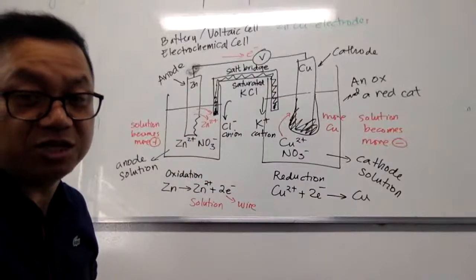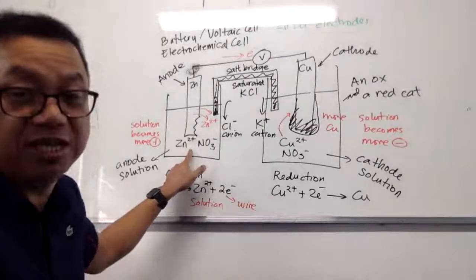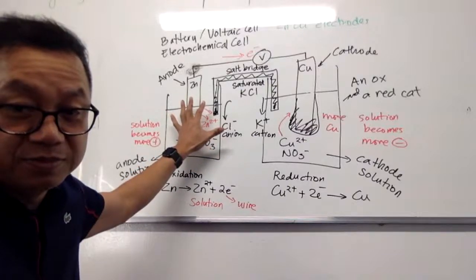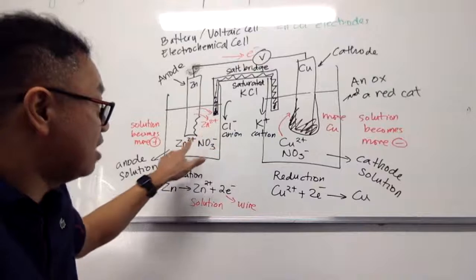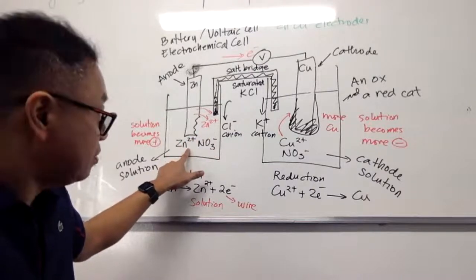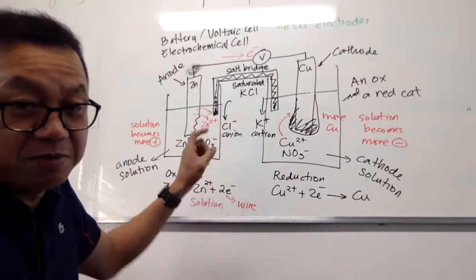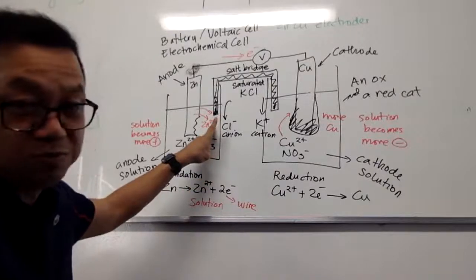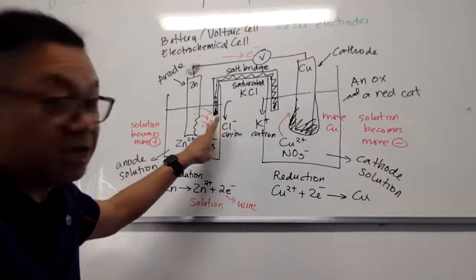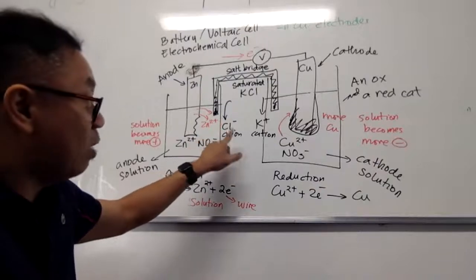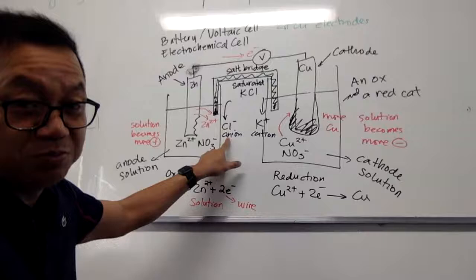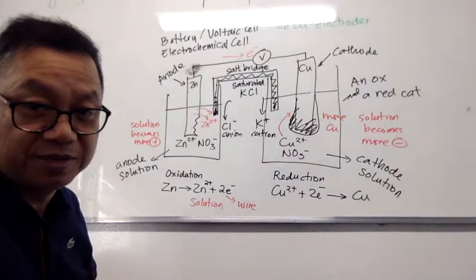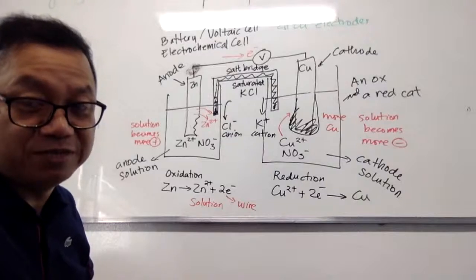Is zinc 2 plus there initially? Yes. The zinc 2 plus is here initially. But since you're producing more, this becomes very positive. Aside from the zinc 2 plus that is already there, which is balanced by the nitrate, remember, 1 zinc 2 plus, 2 nitrate, it's neutral. But because you're adding more zinc 2 plus and you're not adding nitrate, it becomes positive. That's why the chloride from the salt bridge must flow here so that it balances the extra zinc 2 plus. Are there any questions before I proceed to the next one?